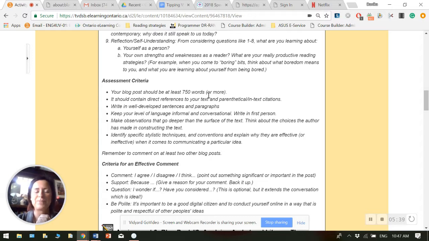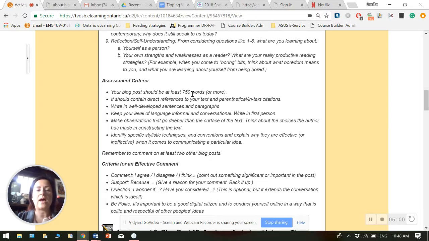Let's be honest here. And the reason why you are doing your responses as blog posts and not just journal entries that you give to me is that I want you to see what other people are reading, what they think about what they're reading, and I want you to comment on them. And so please keep in mind that you are expected to also include comments.